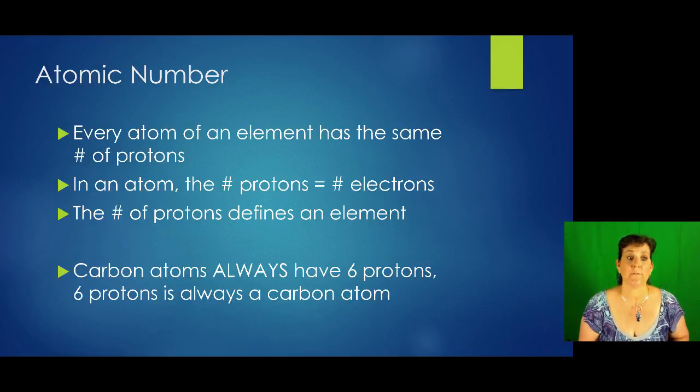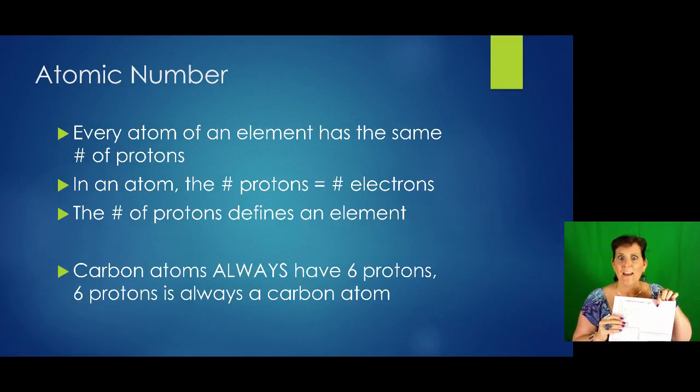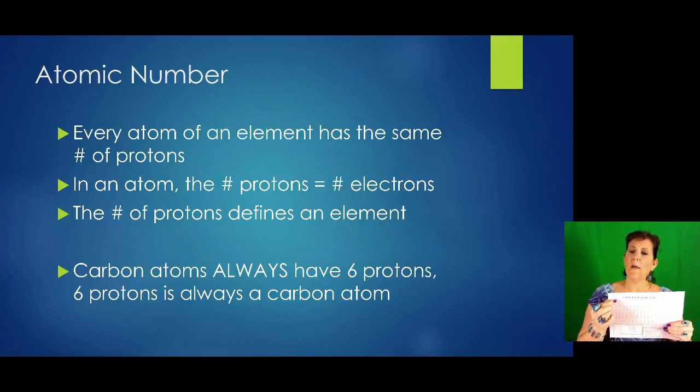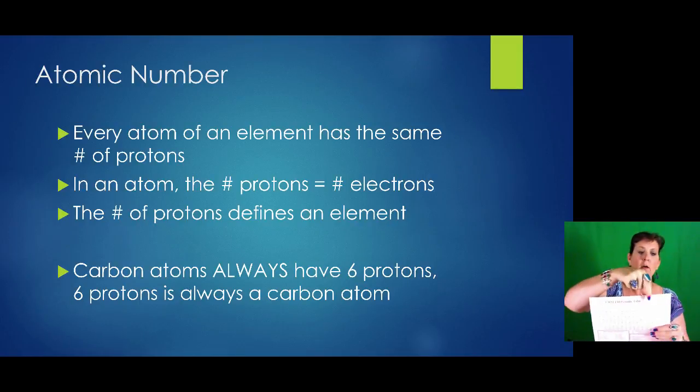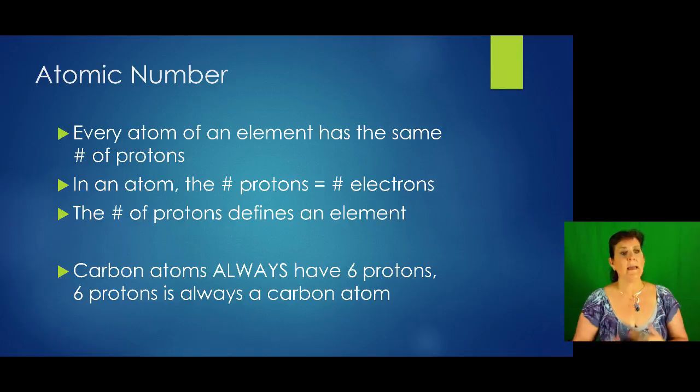The number of protons defines an element. So let's look at our periodic table. Let's look at carbon. Carbon has a little number 6 there. That is the proton number, that is the atomic number. Hydrogen has a little 1 there. That's the proton number. That's the atomic number. Hydrogen is 1, carbon is 6, oxygen is 8, and so forth. That is the number of protons. So that's given to you on the periodic table. All you have to do is look. So, for example, carbon atoms have 6 protons always. If there's 6 protons, it is a carbon atom.